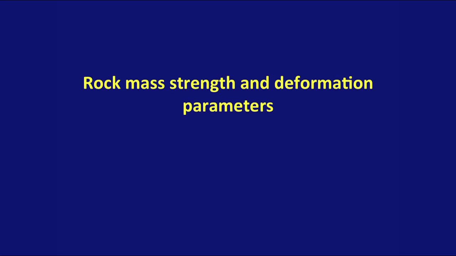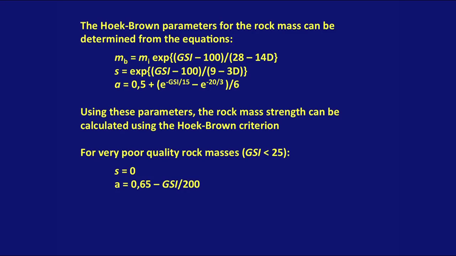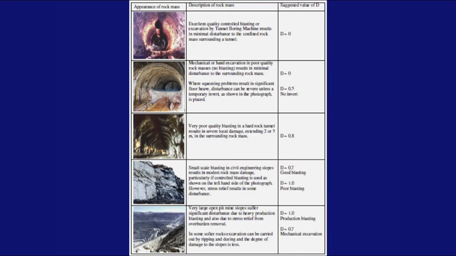Rock mass classification can also be used as the basis for determining rock mass strength and deformation parameters. The Hoek-Brown parameters for the rock mass can be determined from equations which include the GSI, and they include the D value, which is a disturbance factor, which you'll see in the next slide. The use of these parameters are obviously applicable in the Hoek-Brown criterion for rock mass strength. This is just a graphical and descriptive terminology for the different D factors there, and you'll be able to judge from good blasting, poor blasting, and so on, which D value to use in those previous equations.